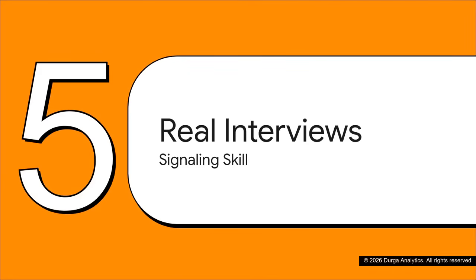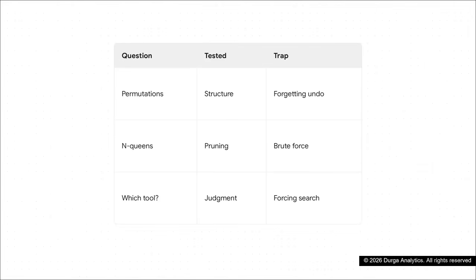Finally, part 5, backtracking in real interviews, signaling professional skill. This interview cheat sheet right here highlights exactly what signals true senior-level skill to a hiring manager. When they ask you to generate permutations, they're testing your core structure. The biggest trap? Forgetting that crucial undo step and totally corrupting your state array. For the n-queens problem, they're testing your pruning concepts. Whatever you do, do not just call it brute force.